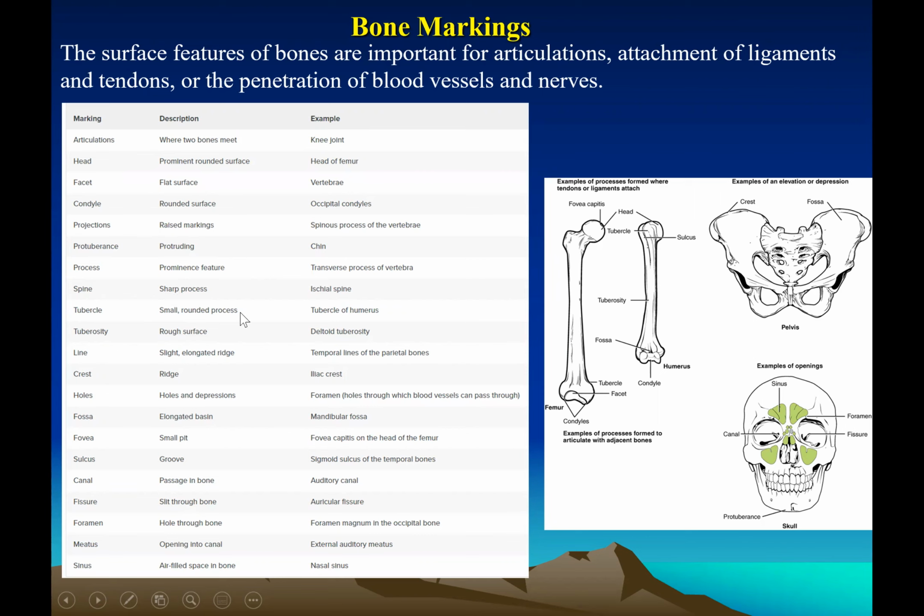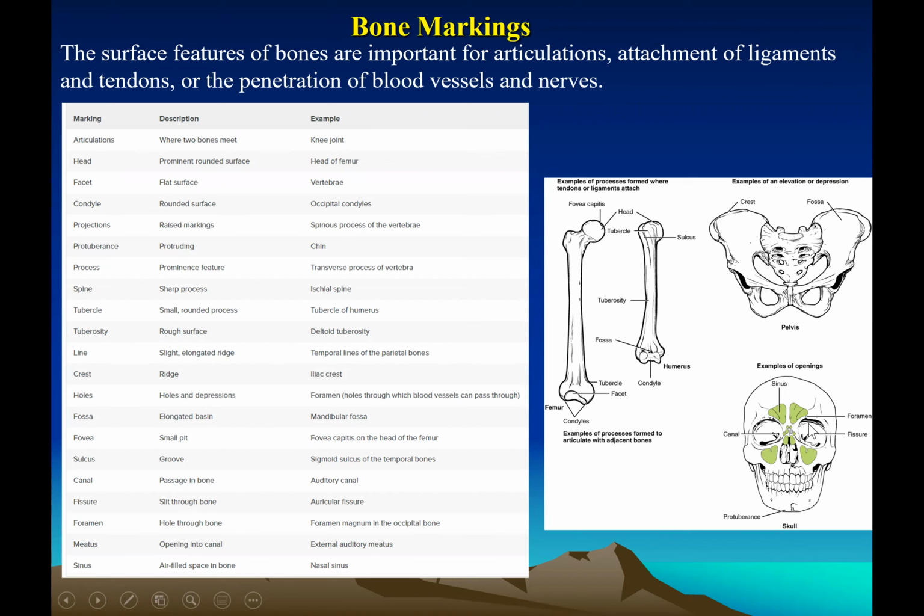Tubercle is a small round process. Tuberosity is a rough surface. A line is an elongated ridge. A crest is like a flat ridge. A fossa is a depression. A sulcus is a groove. A canal is a passage.